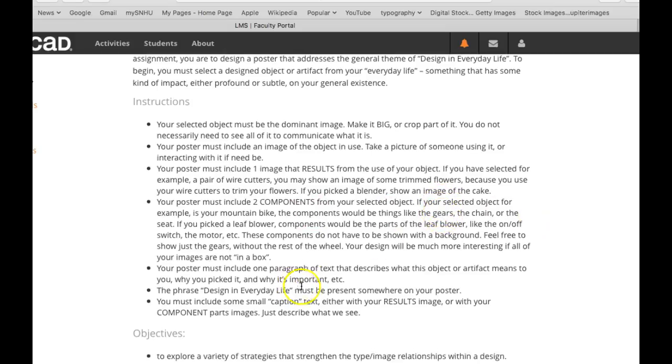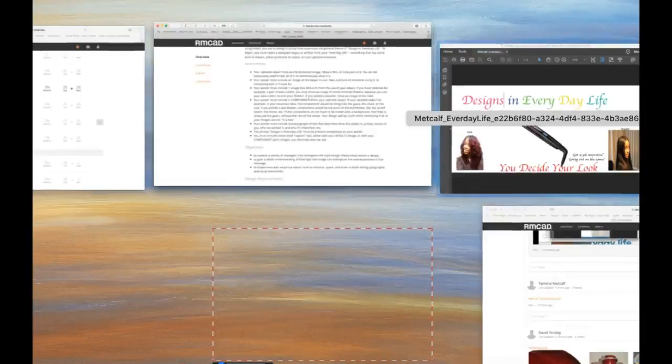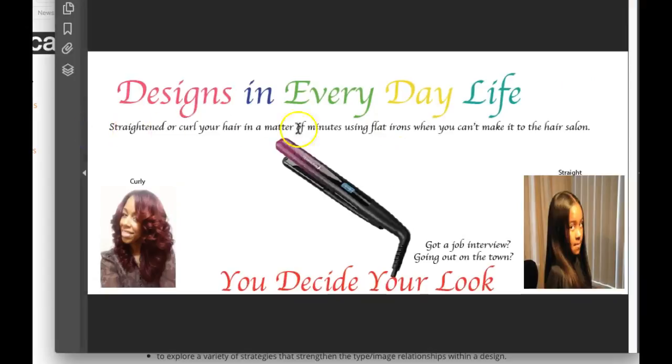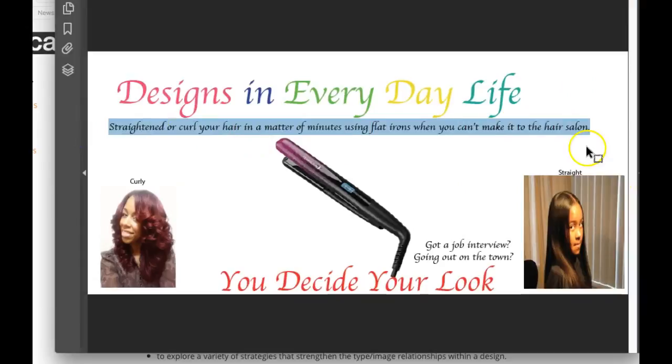Your poster must include one paragraph of text that describes what the object means to you, why you picked it, and why it is important. Yours doesn't have that. It's one sentence, not a paragraph. So we need to use a paragraph there.